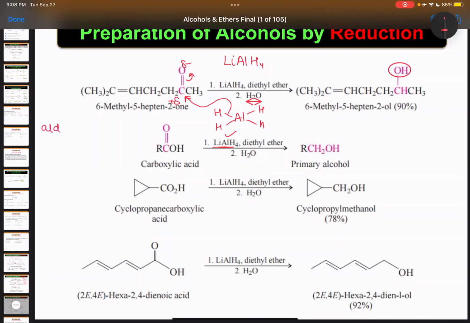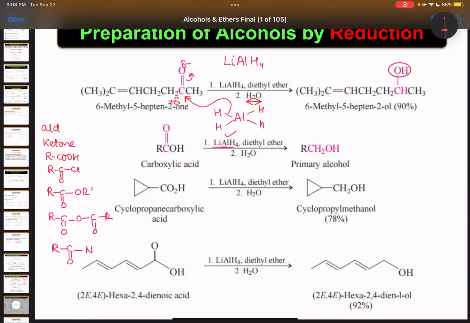Yes, sir. Aldehydes, ketones, carboxylic acid, carboxylic acid derivatives, all. So if you want to do selective reduction, go for NaBH4. Ester, anhydride, amide.